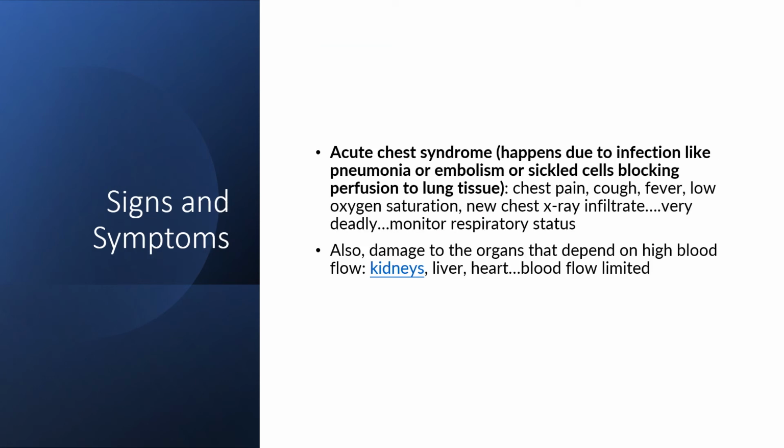Another will be the acute chest syndrome. It happens due to infection like pneumonia or embolism or sickle cells blocking perfusion to the lungs. They're going to have the chest pain, so we need something for the pain. They're going to have a cough, fever, low oxygen saturation. They're going to need oxygen.